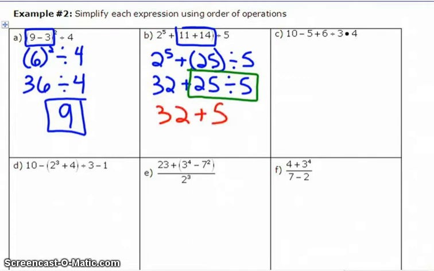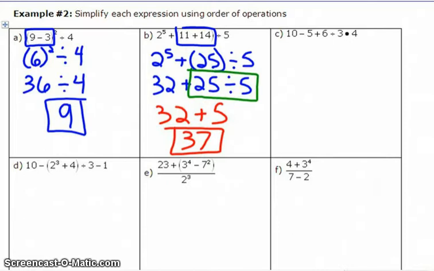Now the last step is addition and subtraction. I've got addition here. 32 plus 5 is 37. Okay. Now C. If I look, I have no parentheses, so I skip the first step. I have no exponents. I skip the second step.